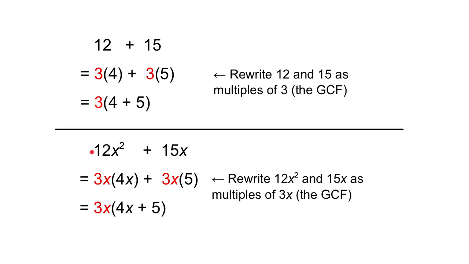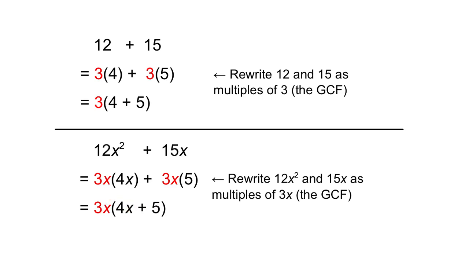Now, look at this. I have 12x squared plus 15x. What's the greatest common factor? 3x. I just have x's in there now, but it's the same process. 12x squared is 3x times 4x. 15x is 3x times 5. And I can rewrite that in a more simplified way, 3x times (4x plus 5).